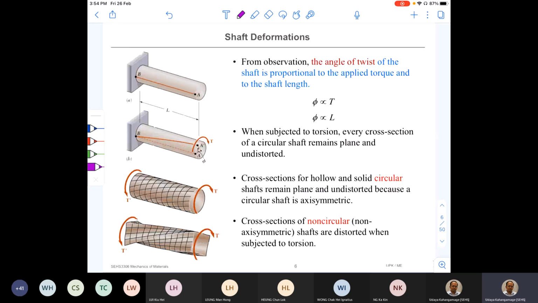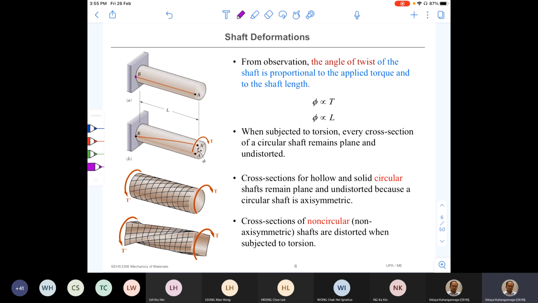So let me give a little bit more information on that. We have, let's say, a circular shaft which is fixed at B at this point, and we have drawn a line AB on the outer surface of this shaft.